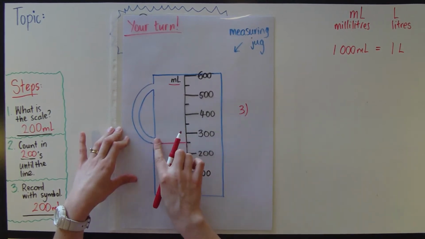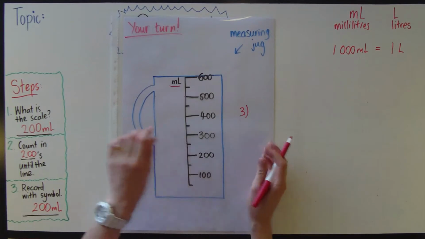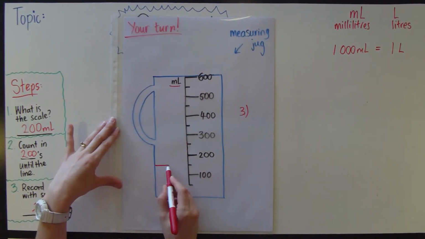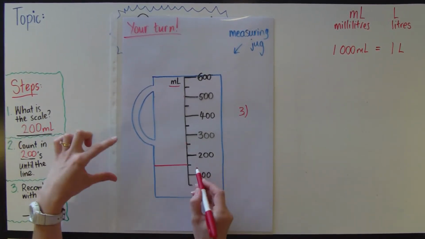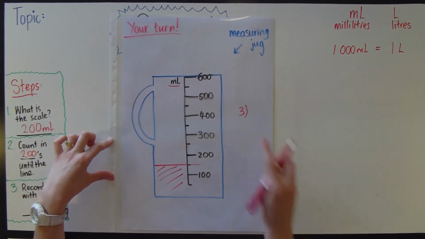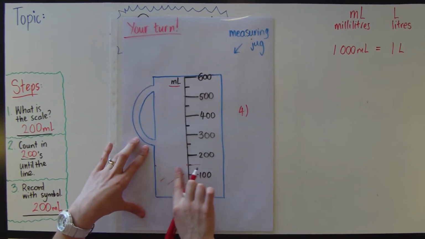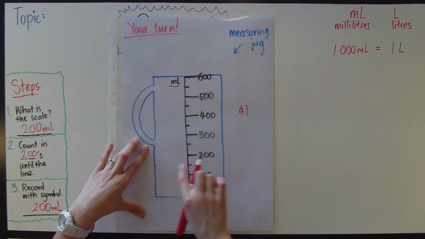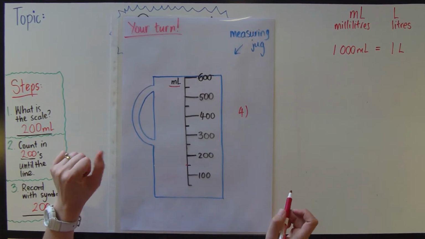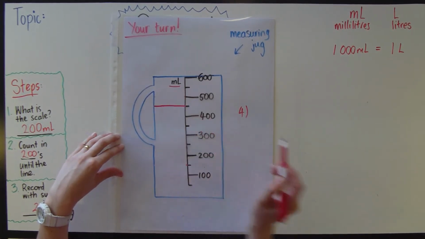Third one, remember to pause the video if you need more time to try and read the scale. Third one is this one here, all the way across the other side and down. Fourth one. Lucky last. There we go.